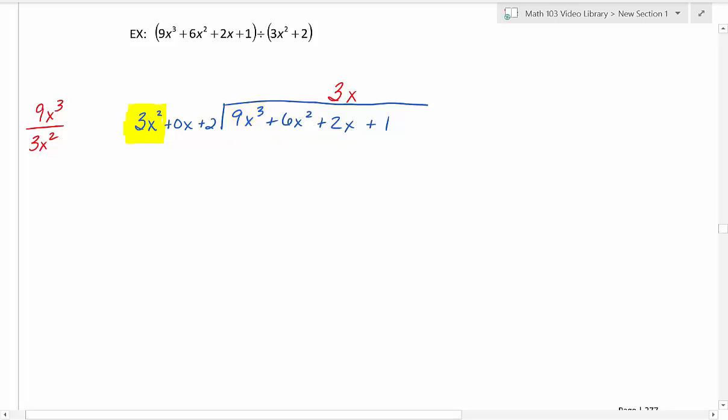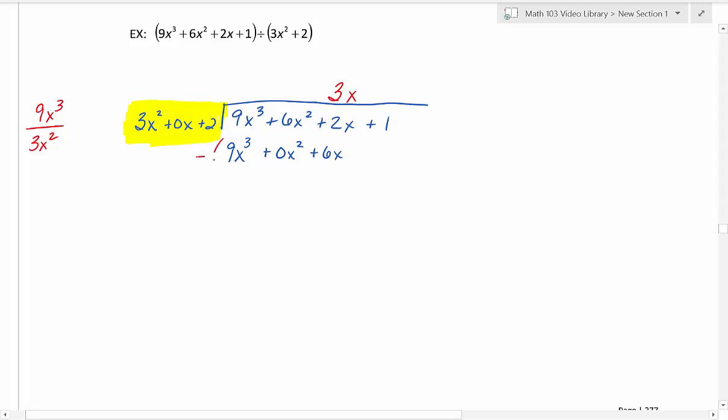Now we need to multiply back. We're going to multiply our 3x by our entire divisor. This is going to require distributing. 3x times 3x squared gives us 9x to the third. 3x times 0x, well, technically it's just 0, but I want it to continue to serve its purpose as a placeholder, so I'm going to write plus 0x squared. And then 3x times 2 is plus 6x.